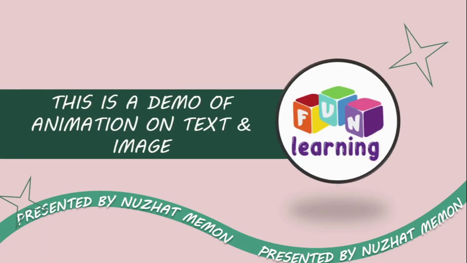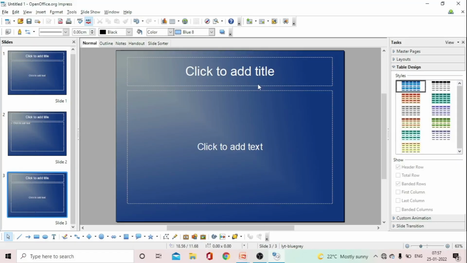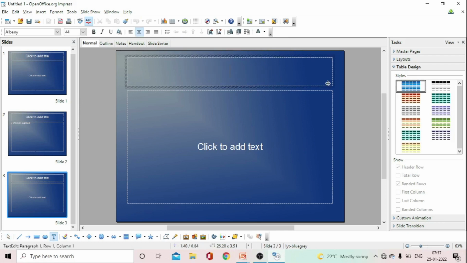so this is particularly a demo of animation on text and image. So as you can see, this is the image which we have added and this is the text. Next thing, 29. Using the dash section, animation effect can be given to any selected portion or object, that is text, table, graph, etc. of the slide. So here the correct option is custom animation. Yes. For example, I write here something. Let's write the title as presentation, right?